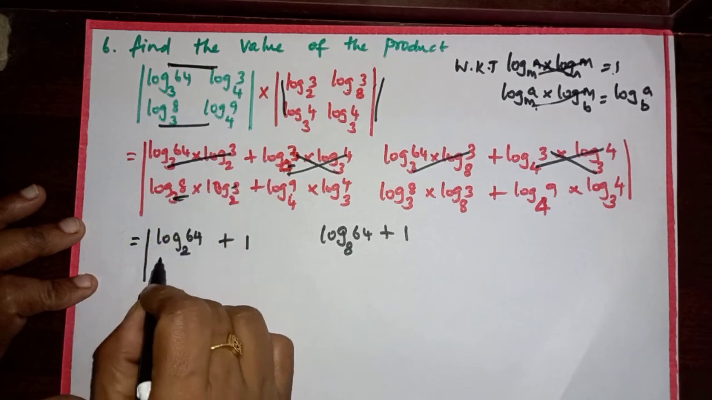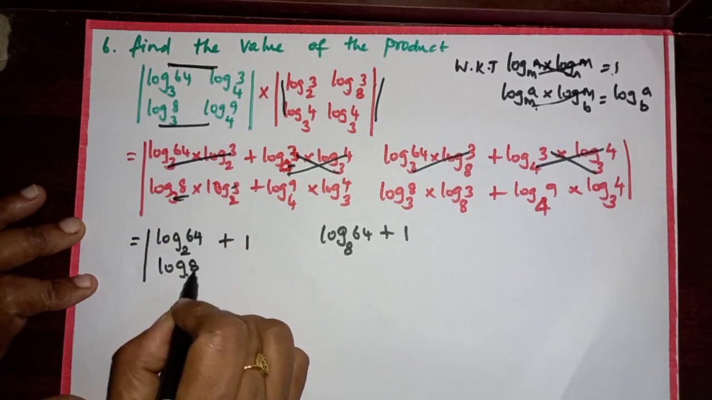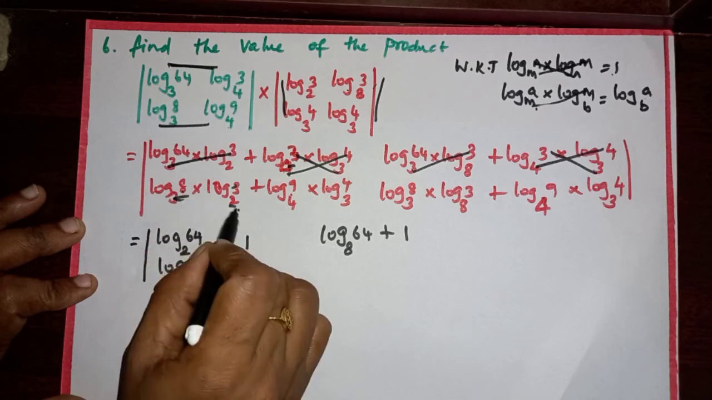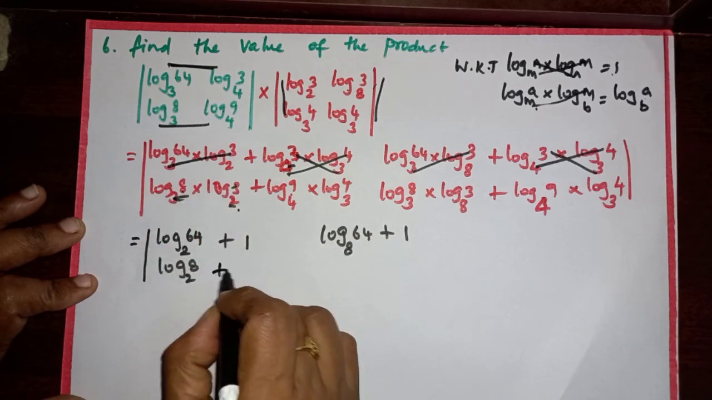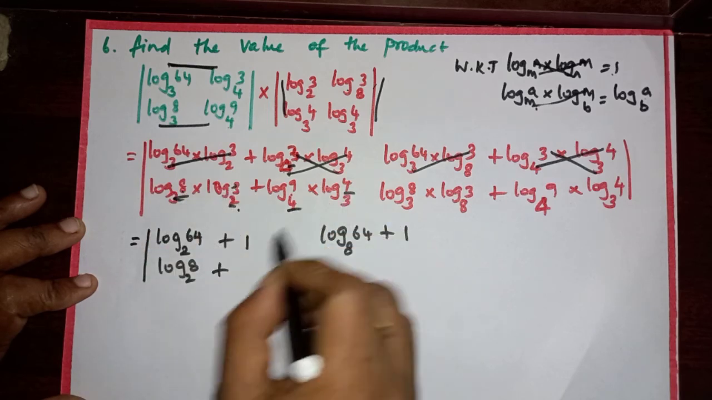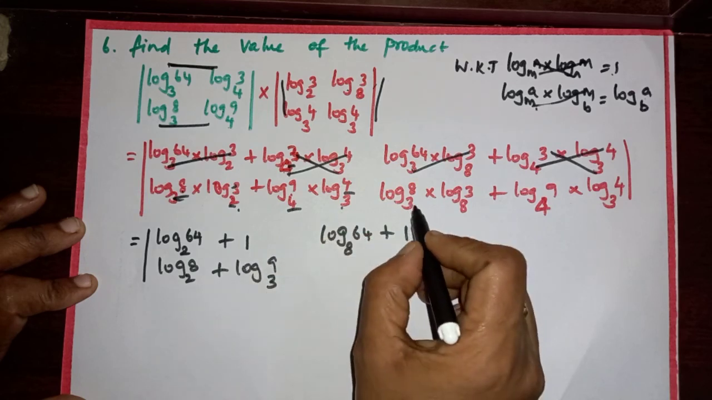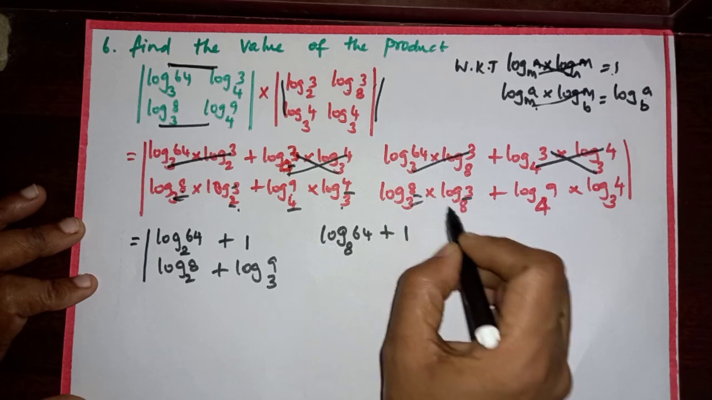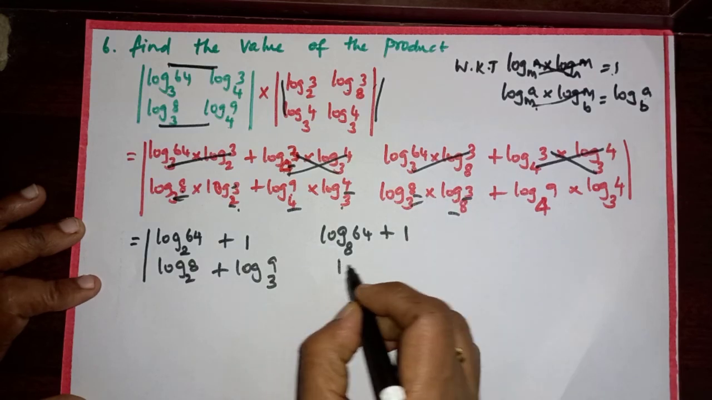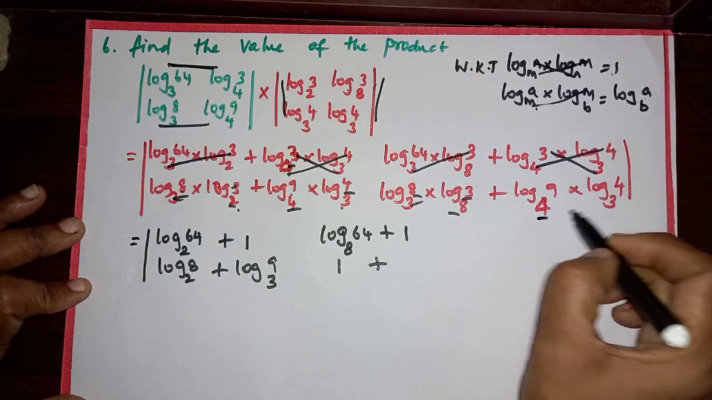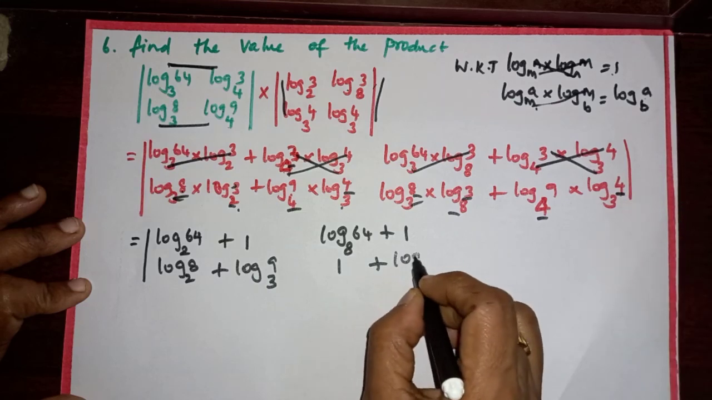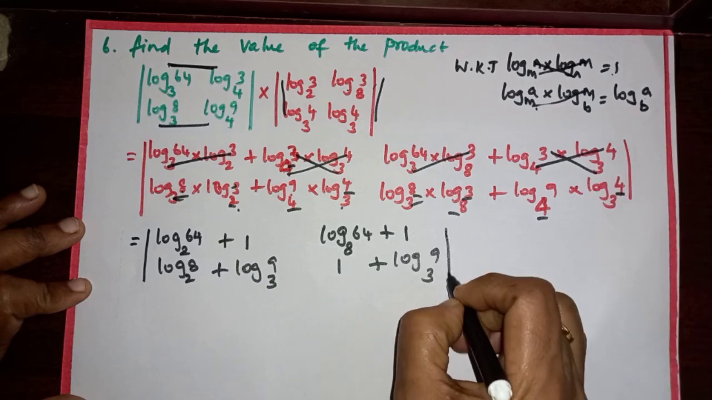Now see here, this can be written as log 8 with base 2 plus 1, plus log 9 with base 3.